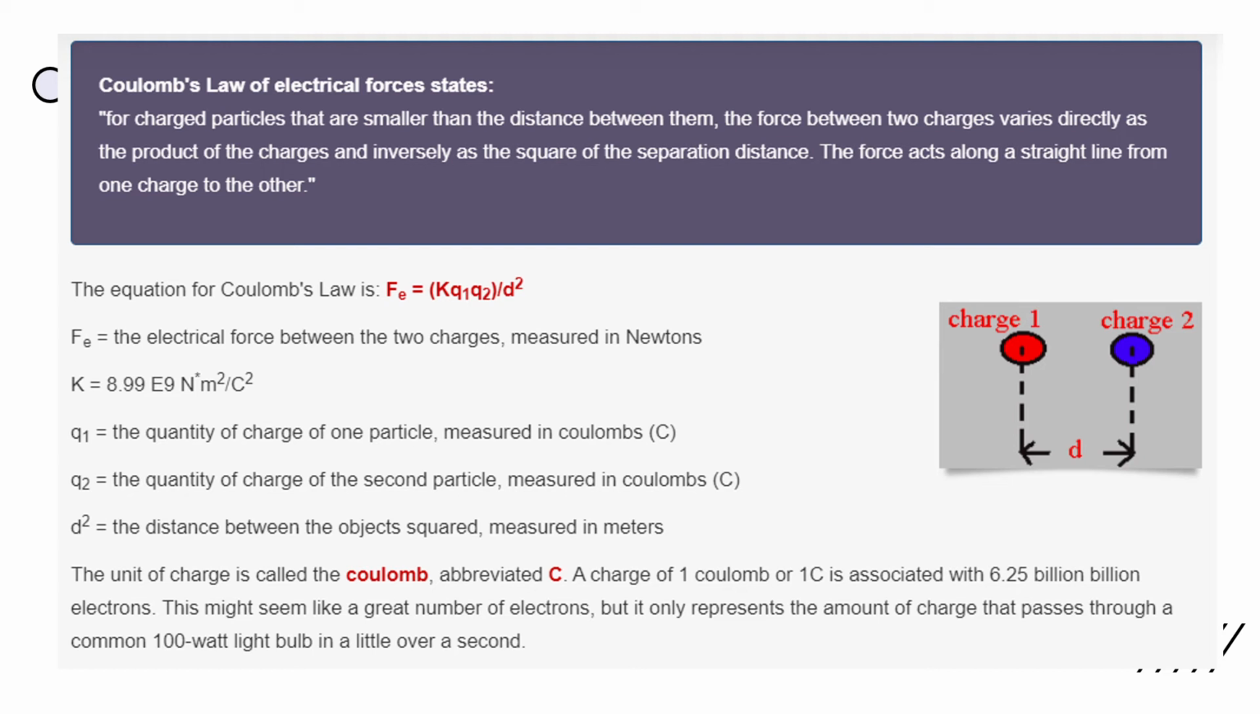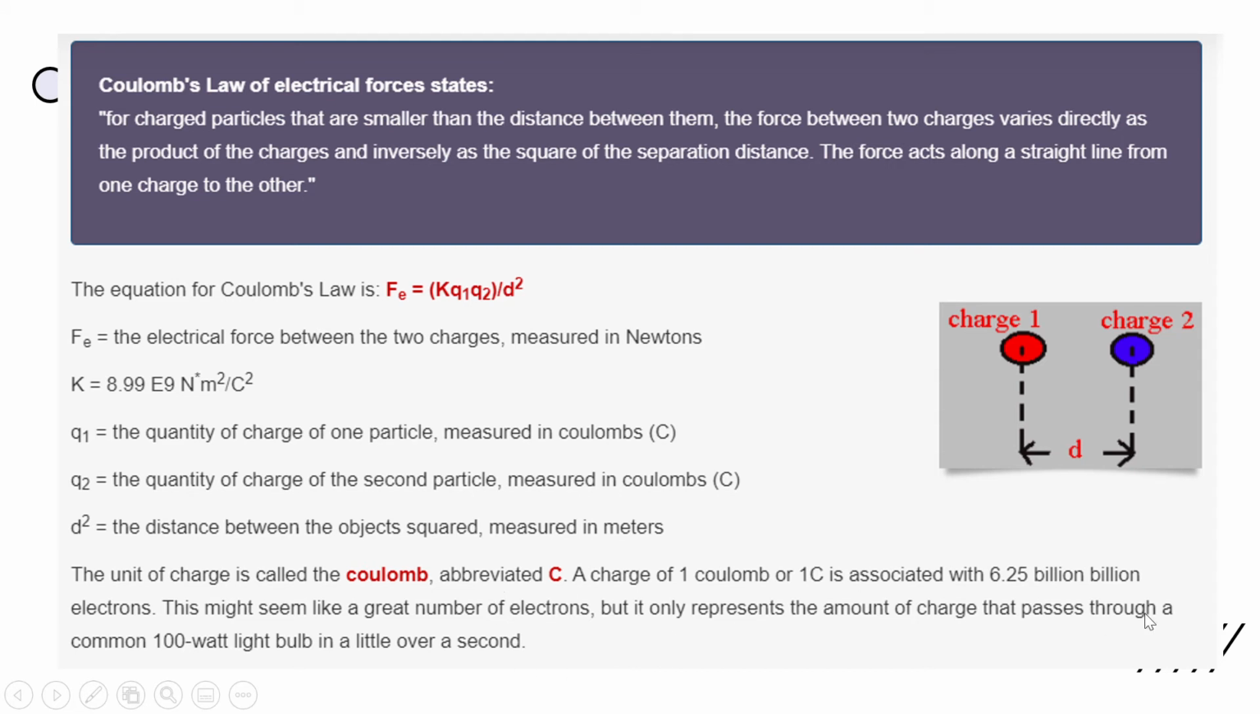And here is where the constant changes. Remember that letter G is different than letter K. And right over here, letter K will equal 8.99 E9 newtons meters squared divided by coulomb squared. Coulombs because we are analyzing Coulomb's law. So these are coulombs, okay? We have Q1, the quantity of charge of one particle measured in coulombs. Q2, the quantity of charge of the second particle measured in coulombs. D squared, the distance between the objects squared measured in meters.